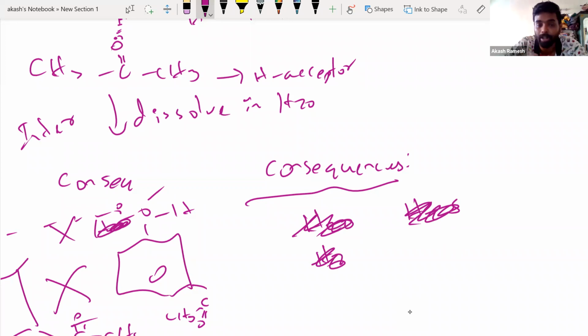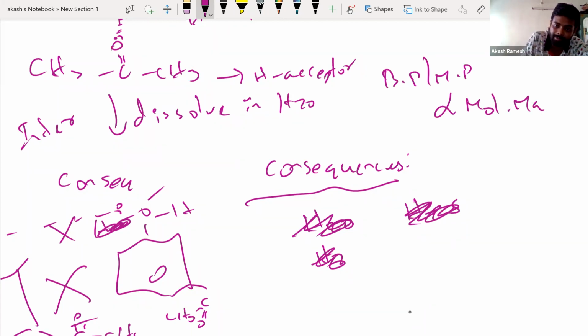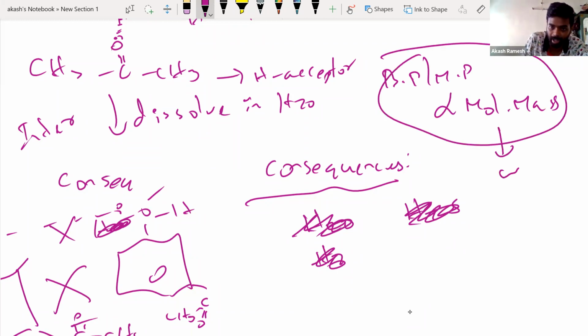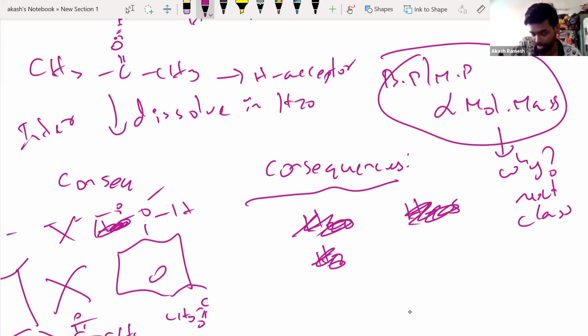If I have hydrogen bonding, for example, water can act as hydrogen donor as well as hydrogen acceptor. Let me give you this point now. For boiling point or melting point, generally we say that the higher the molecular mass, the higher will be the boiling point or melting point. We'll see why next class. Or, I would say, the higher the total number of electrons present, the more will be the boiling point or melting point for that particular species.